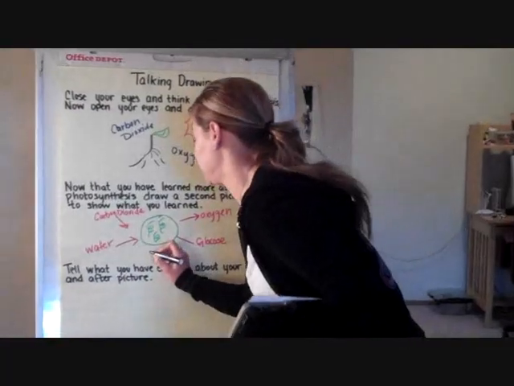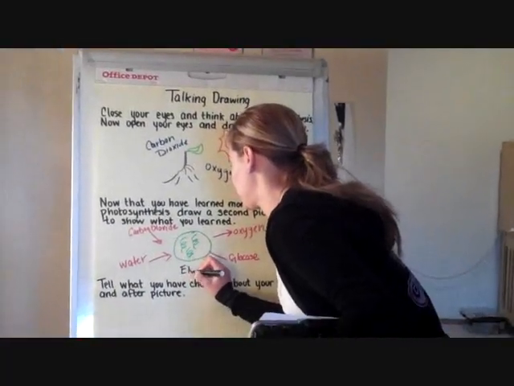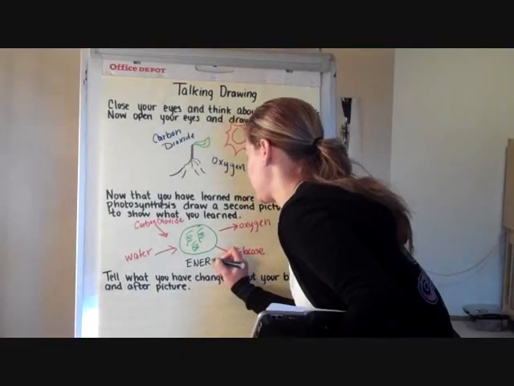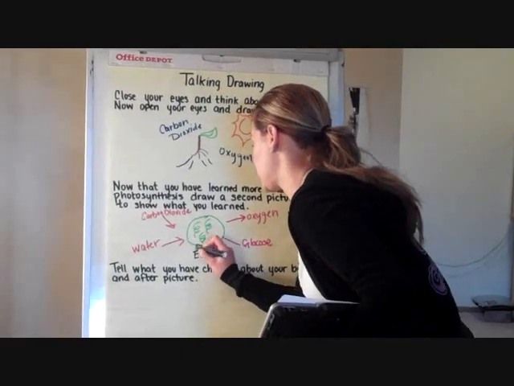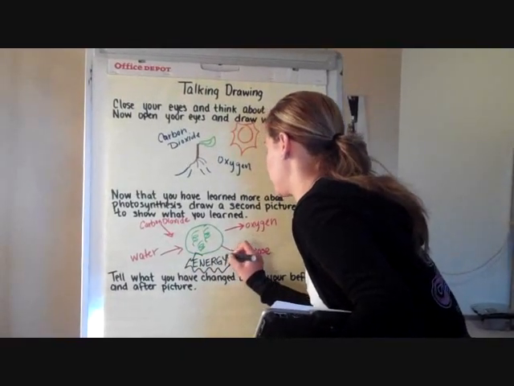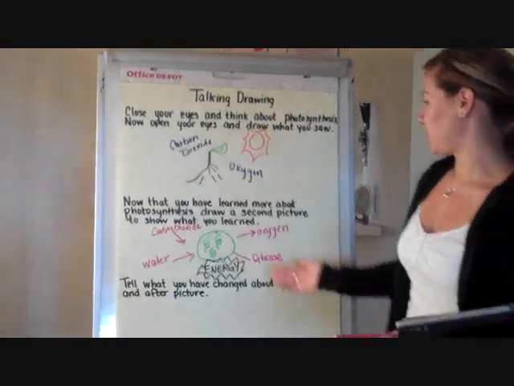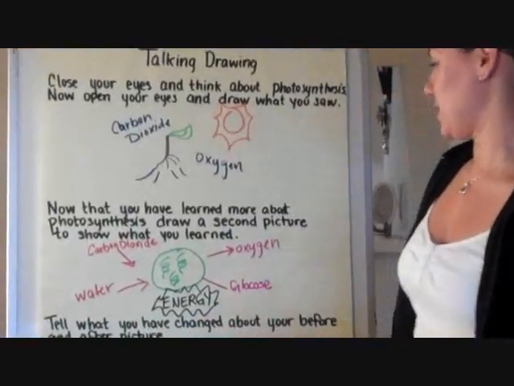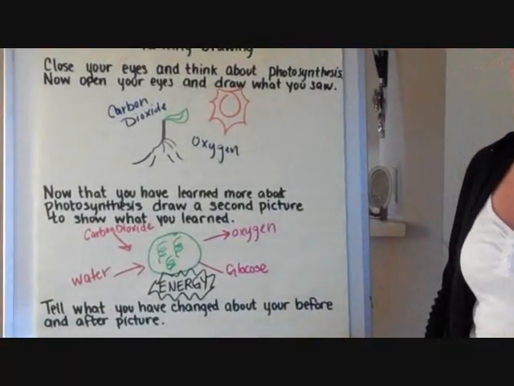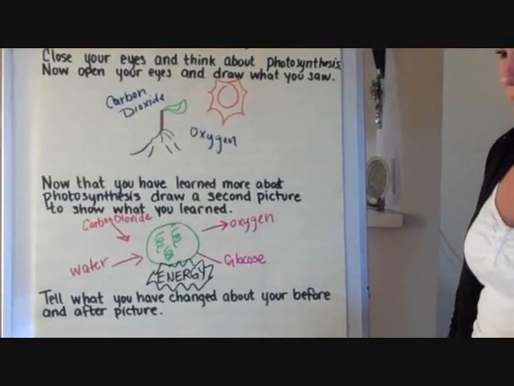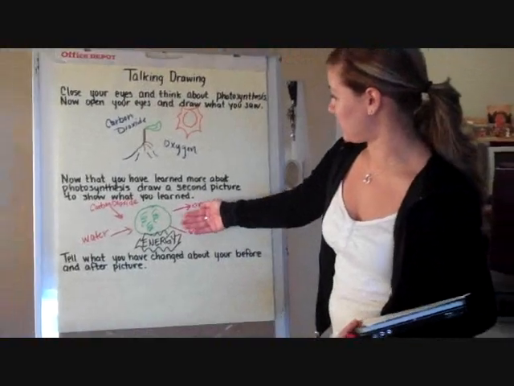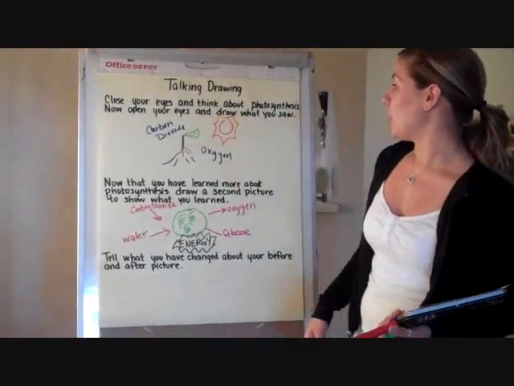Can't quite remember. All right. Well, the big thing that's being produced is energy. And energy is what we all need, plants and animals, in order to function. So that's very good. That's exactly what is going in and out of photosynthesis. Excellent job.